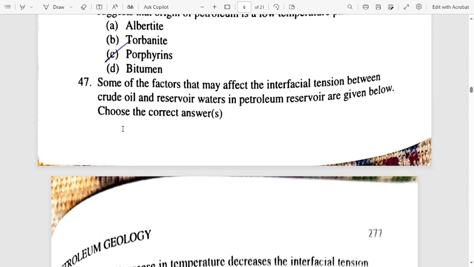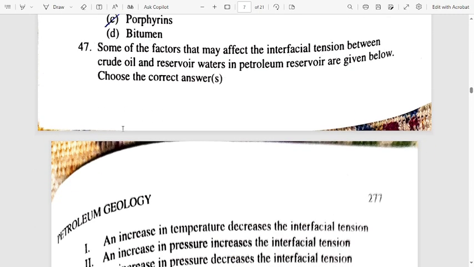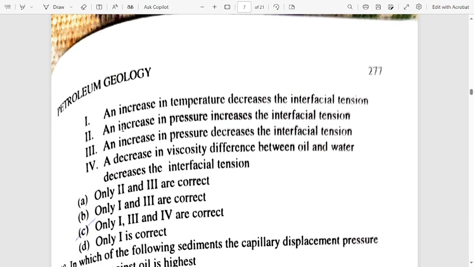Some of the factors that may affect the interfacial tension between crude oil and reservoir waters in petroleum reservoirs are given below. Choose the correct answers. So 1, 3 and 4 are correct. An increase in temperature decreases the interfacial tension, an increase in pressure decreases the interfacial tension, and an increase in pressure and temperature decreases the interfacial tension. A decrease in viscosity difference between oil and water decreases the interfacial tension.